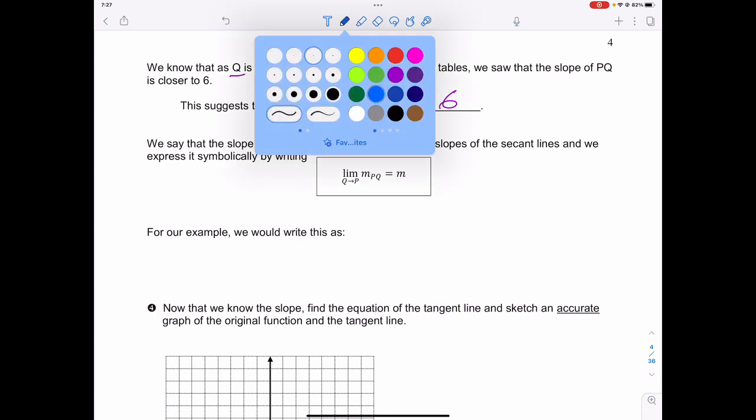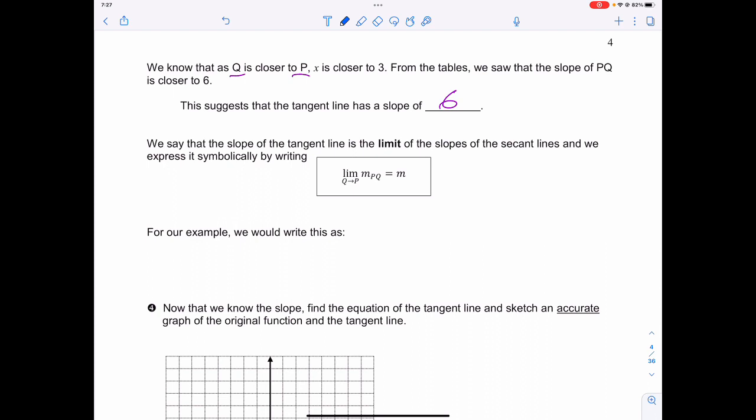Now, we express this in calculus by saying that the slope of the tangent line is the limit of the slopes of the secant lines, and we express it using this format. The limit as Q approaches P, or as point Q gets closer to point P, of the slope of PQ, which we just referred to as the slope. So the slope of PQ as it gets closer and closer to the same point is going to be the actual slope of this tangent line.